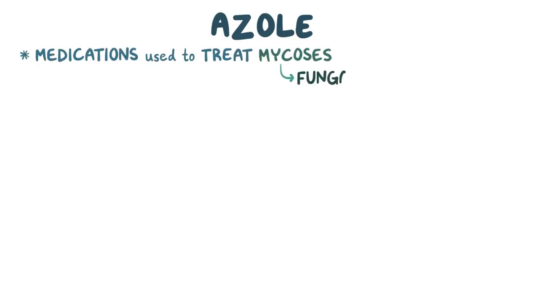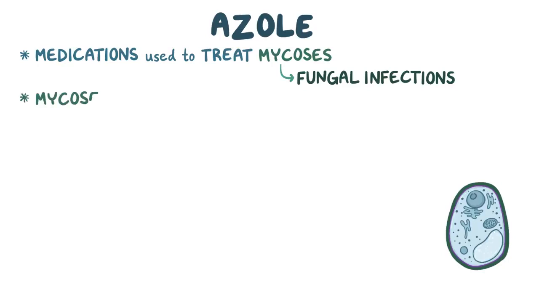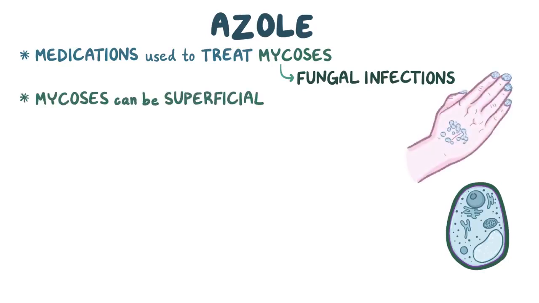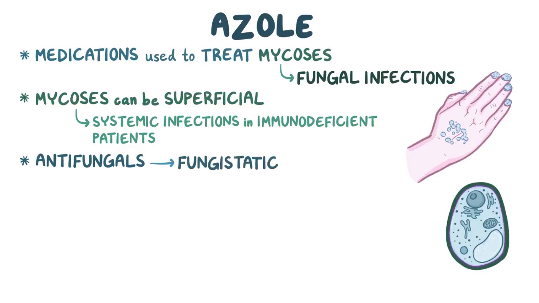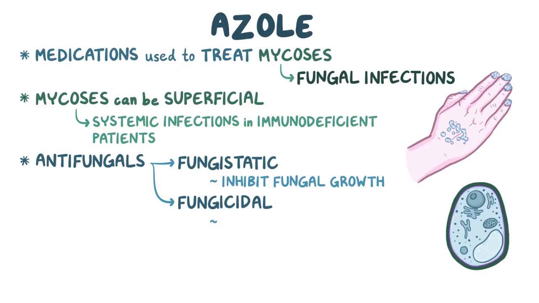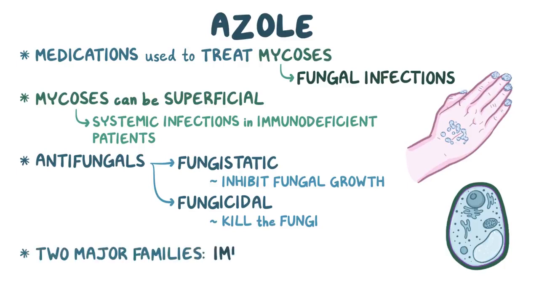The azole antifungals are a family of medications used to treat mycoses, or fungal infections. Mycoses can be superficial, like on the skin or hair, or develop into systemic infections in immunodeficient people. Antifungals work either through fungistatic action, meaning that they inhibit fungal growth, or through fungicidal action, meaning they kill the fungi. Azoles are divided into two major families of antifungals: imidazoles and triazoles.